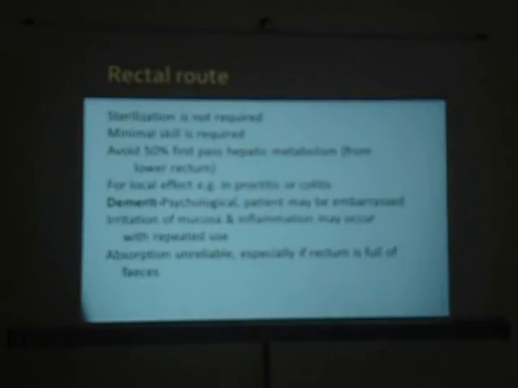Okay, so in some cases we can avoid this first pass metabolism because the route which we are entering is different. There is direct mucous membrane exposure where it gets absorbed into the systemic circulation. In case of proctitis and colitis, we can use it to decrease the local inflammation.